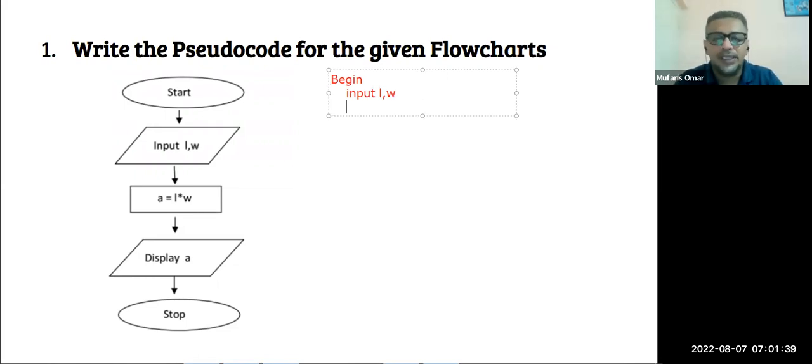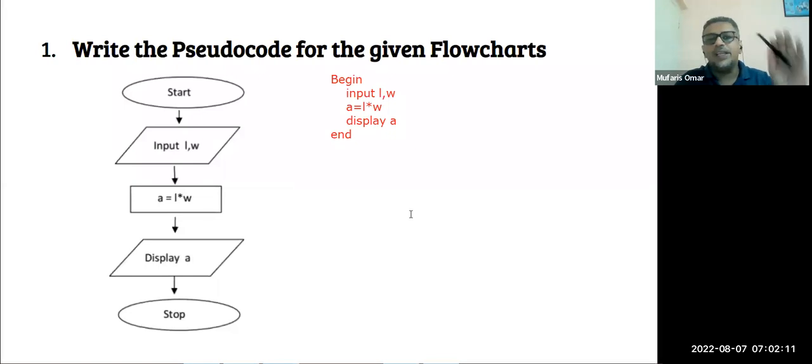Right. Now there's a process. As I said, you can use the process keyword, A equals L into W. But usually we don't use this, so I'm going to remove that. That is not important, right? Then the last statement, you have to display it. You can say display, or you can use other keywords as well. Display A. Next, you have to stop it, you end. So this is the answer. See, very simple one, very straightforward one.